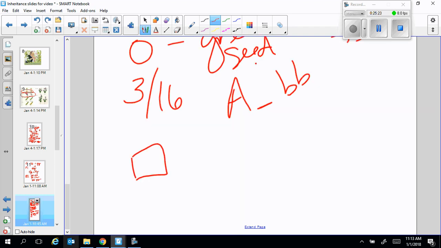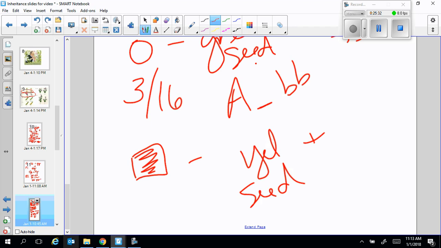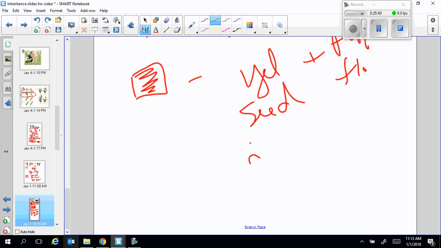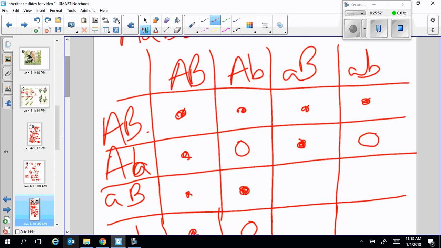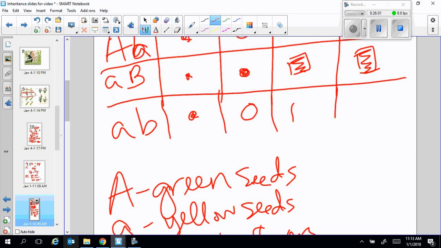All right, now I'm going to do a square. I'll do a filled in square. That's going to be a yellow seed and a purple flower. So what do I need to be a yellow seed? I have to be little a, little a. And to have a purple flower, I have to have at least one big B. So I'm going to go up and find those in my diagram, in my Punnett square. All right, this one, and this one. So I have another 3 out of 16.